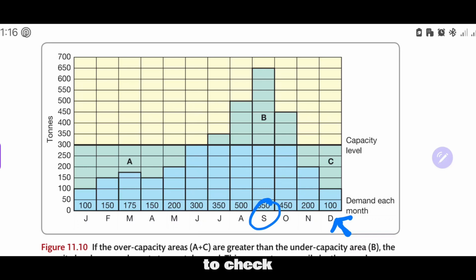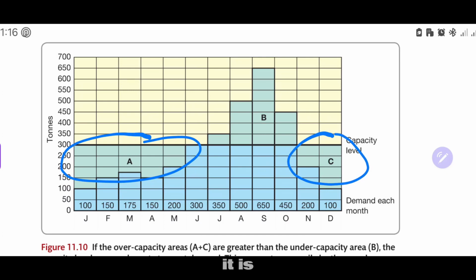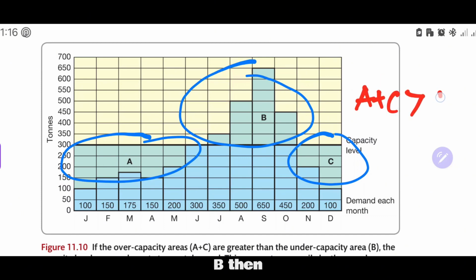One way to check if the factory can meet this demand is by looking at the graph. We can see areas where the factory's capacity is higher than the demand, let's say the areas A and C, and where it is lower, which is the area B. If the total extra capacity, the sum of areas A and C, is more than the total shortfall, which is area B, then we can say the factory is probably equipped to handle the demand.